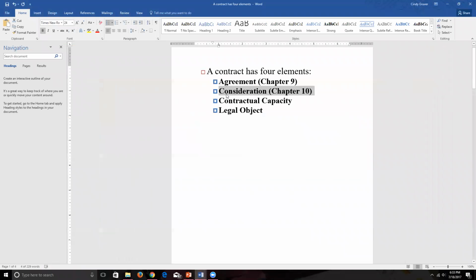that we have to have consideration in order to have a contract, that it is a requirement for a contract. So this is just a different way of saying this. We're saying in order to have a contract, we have to have consideration. If we're missing consideration, maybe we have all the 3 other elements, but we don't have consideration, well, we don't have a contract.